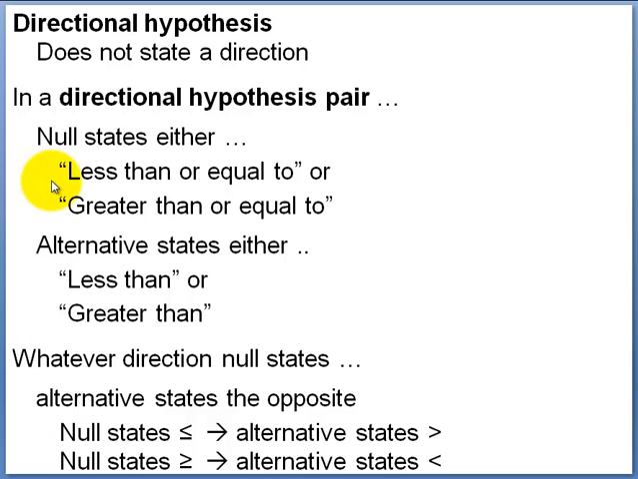So if the null states less than or equal to, the alternative is going to state greater than. If the null states greater than or equal to, negating the null, it must be the case that the alternative will state less than. So whatever direction the null states, the alternative is going to state the opposite. If the null states less than or equal to, the alternative states greater than. If the null states greater than or equal to, the alternative states less than.